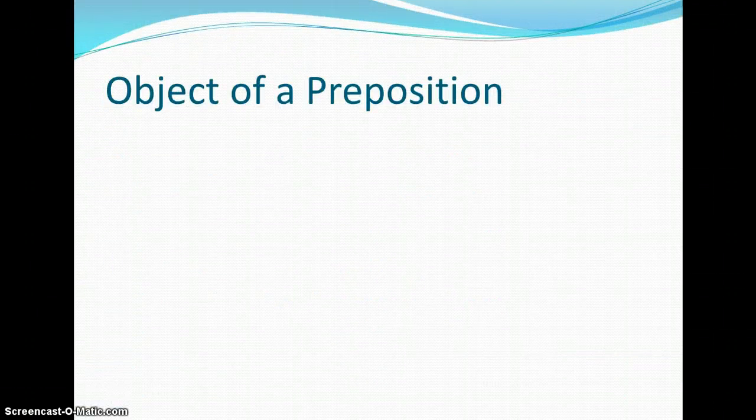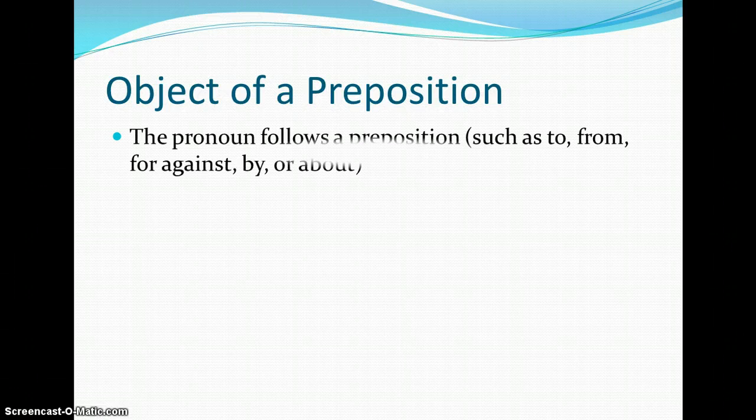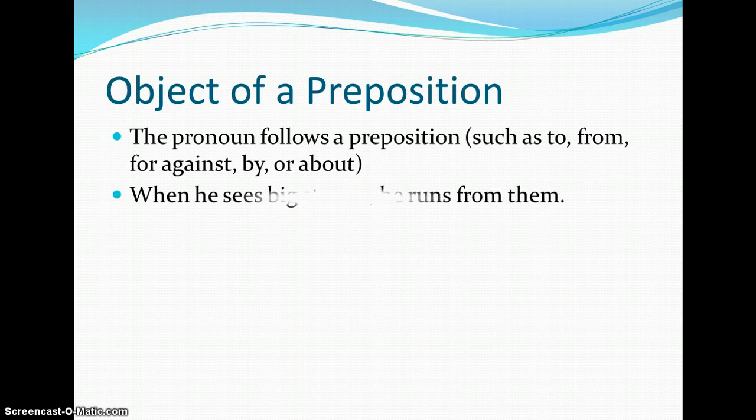And then object of a preposition. We've talked about prepositions before in the previous chapter. A pronoun follows a preposition such as to, from, for, against, by, or about. When he sees big storms, he runs from them. Our preposition is from. So our object pronoun is them. Notice you have other pronouns in this sentence. He is in this sentence, but he, in this case, is not our object of a preposition. It's not our object pronoun. Them, because it's following a preposition, is our object pronoun.